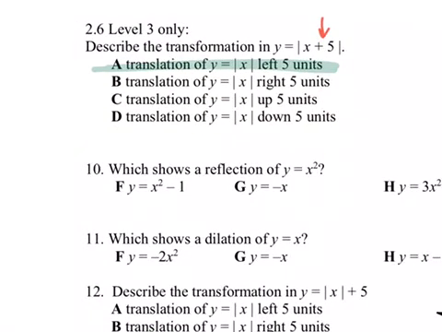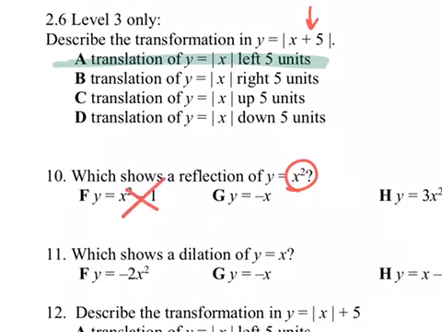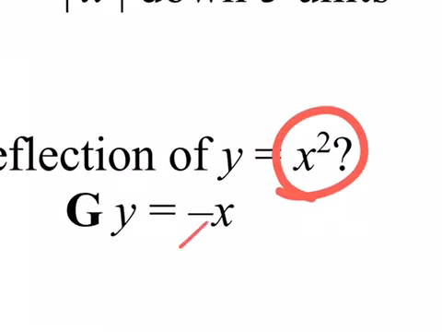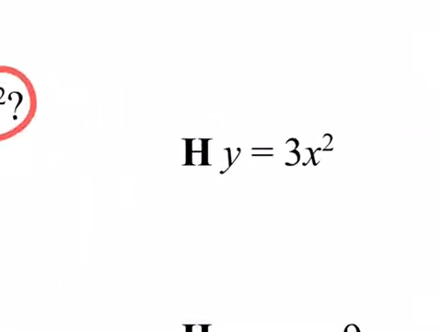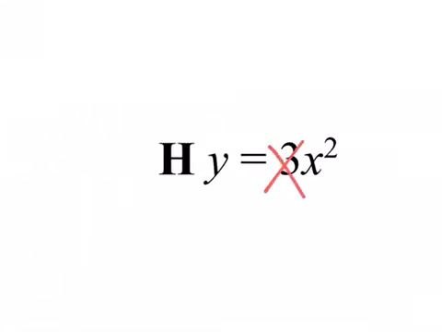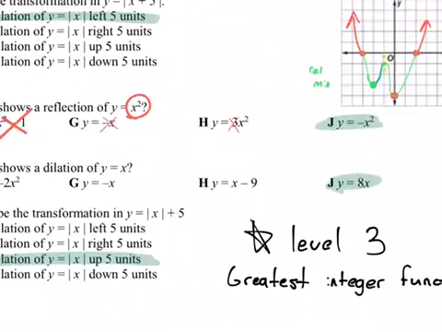For number 10, a reflection means we need a negative sign. And we also need to keep our same parent function. So this one's out because it's not a negative sign in front of the x squared. This one isn't the same parent function. It's not x squared. It's a trick answer. This one has a coefficient, but it's not negative. There's our negative with our x squared.